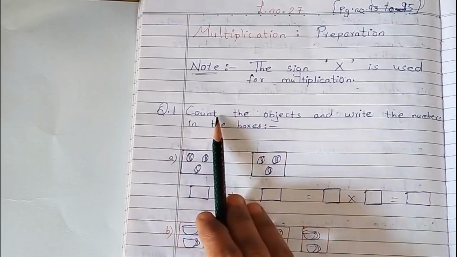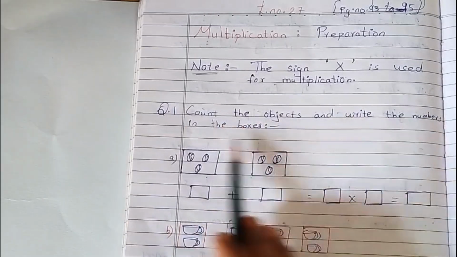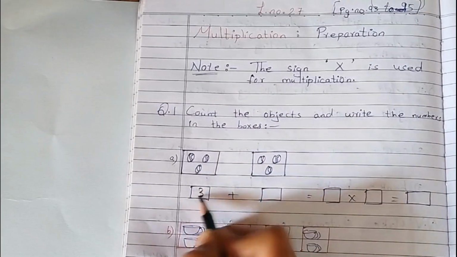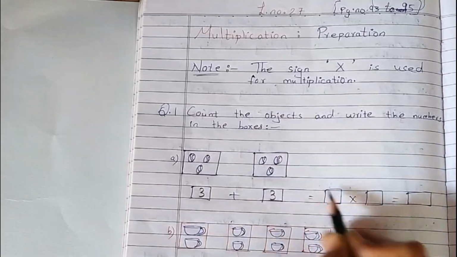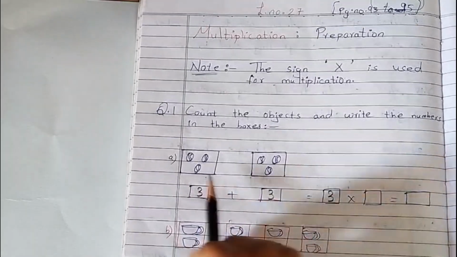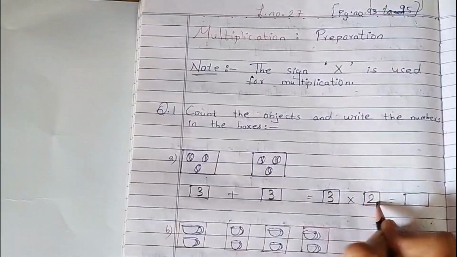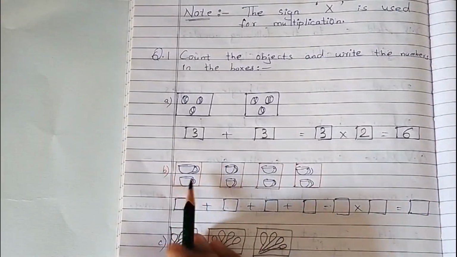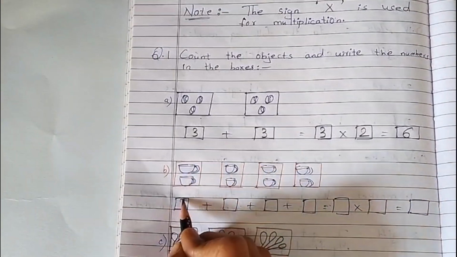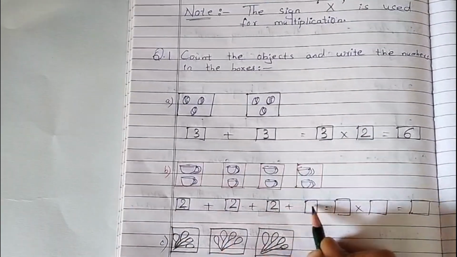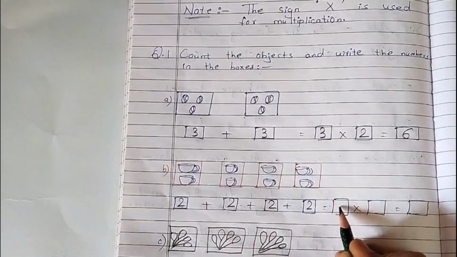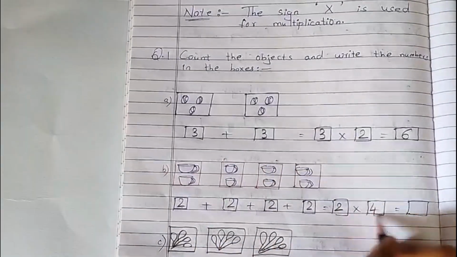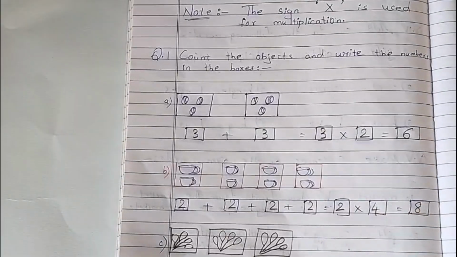Question number 1. Count the objects and write the numbers in the boxes. Now in first group, how many balls are there? 3 plus 3. Now here 3 balls in how many groups? 1, 2. So 3 twos are 6. Next is B. 2 cups in one group. So 2 plus 2 plus 2 plus 2. So 2 into how many groups? 1, 2, 3, 4 groups. So 2 fours are 8.